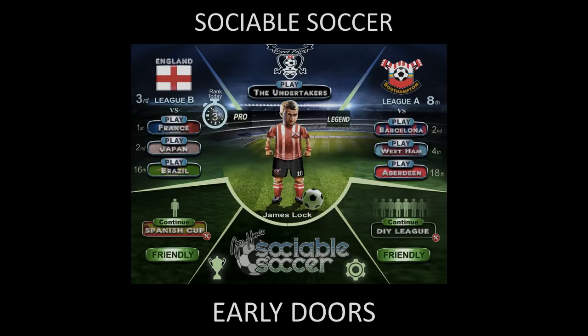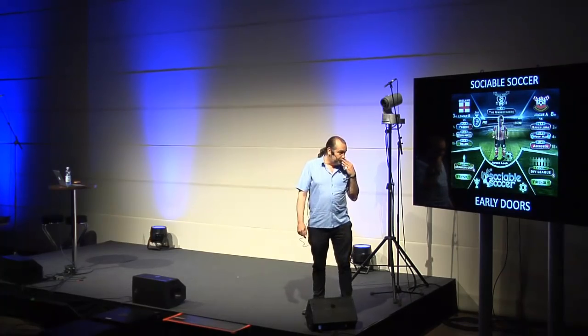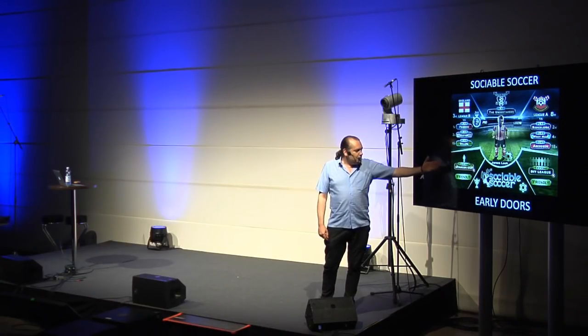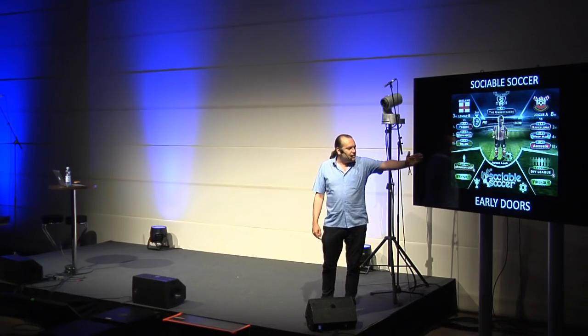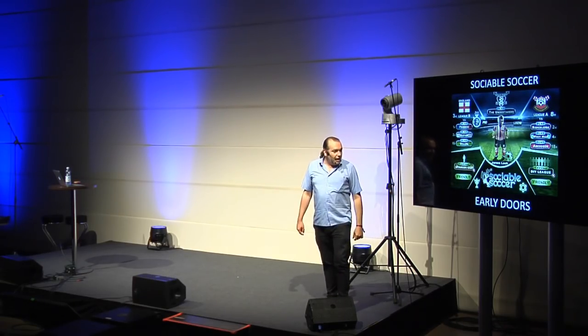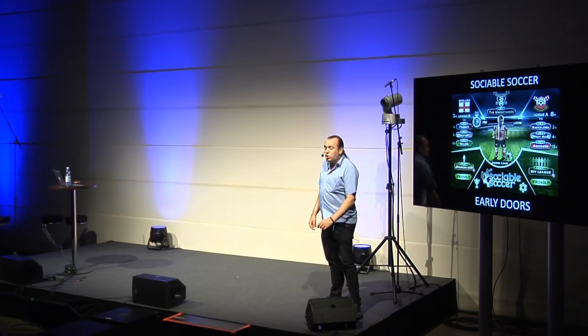And you can see he's a pro or a legend. Your character is the player, and you're the player moving between the teams, but you control the whole team when you get there. And here we see we've got Spanish Cup. You can continue if you want, because you've chosen your competition. And this is going and playing with your friends there. And at this stage, we were still calling this thing Jon Hare's Sociable Soccer.